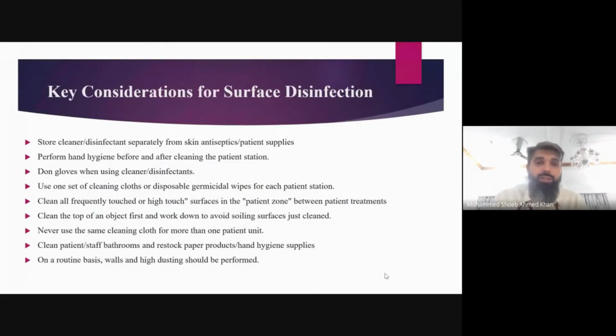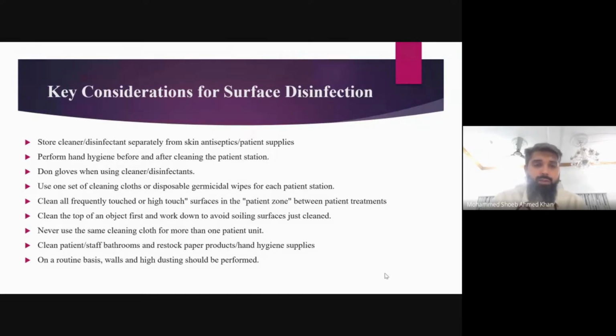So the key considerations for surface disinfection are, first of all, we need to have a separate disinfectant for the skin and the patient supplies. When you're touching the patient's skin, those antiseptics are supposed to be kept separately, and they should not be mixed with the somewhat more acidic solutions which are used for surface disinfection. And before doing all this disinfection, we need to make sure that we ourselves are hygienic. Our hand hygiene must be performed, and we need to wear gloves and then use such disinfectants.